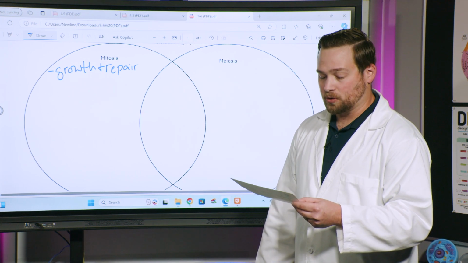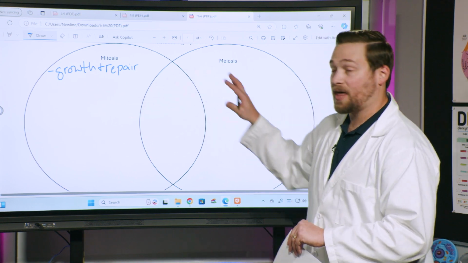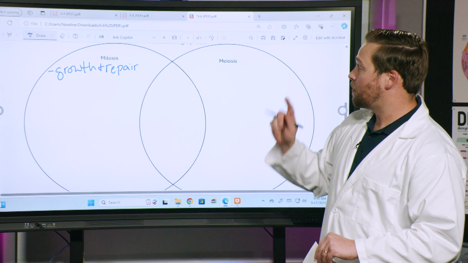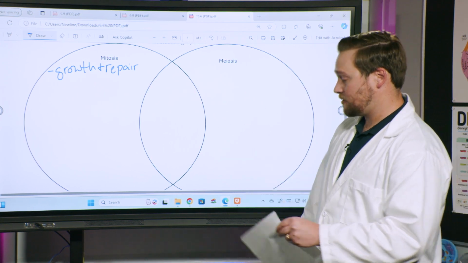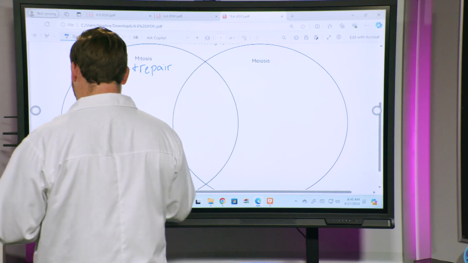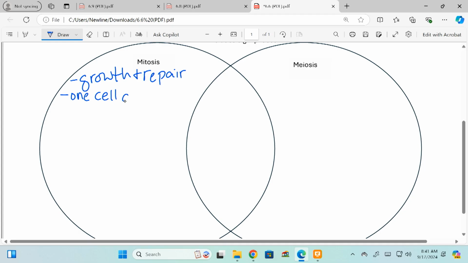The next one says includes one cell division. Which one has one cell division? They are both forms of cell division, but one only divides once and one divides twice. So in mitosis, this is going to include one cell division. Okay? Great work. All right, let's keep it going.